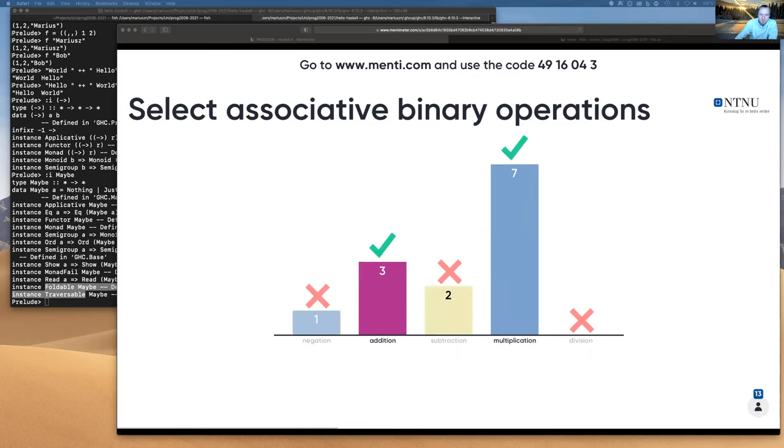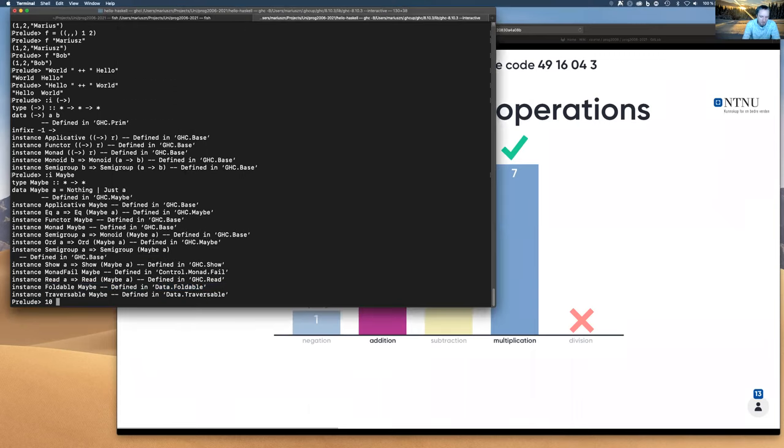Great. So negation is not a binary operation. Negation is a unary operation. It takes one argument, okay? So it's not binary, it's unary. Addition, perfect. It is associative. It doesn't matter if we say A plus B plus C, if we do B plus C first and then add A, or the other way around. And multiplication is also correct, because it doesn't matter if we do 10 multiplied by 10 multiplied by 20, if we do the last two first and then multiply by 10, or if we do the first two first and multiply by 10.